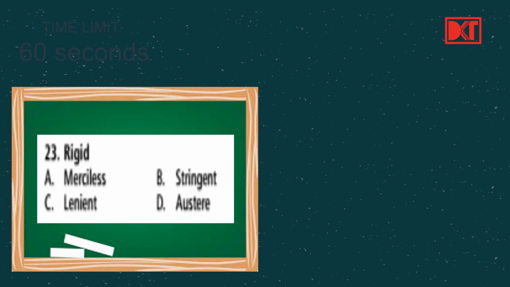Okay, the next word is rigid. Here the options are A. merciless, B. stringent, C. lenient, D. austere. Now here the correct answer is C. lenient. Now rigid means something that is rough and tough, someone or something that is rude and strict. Okay, whereas lenient, someone who's free.